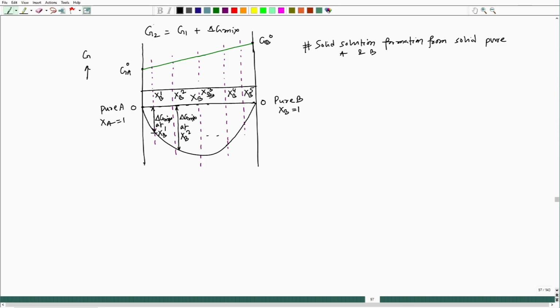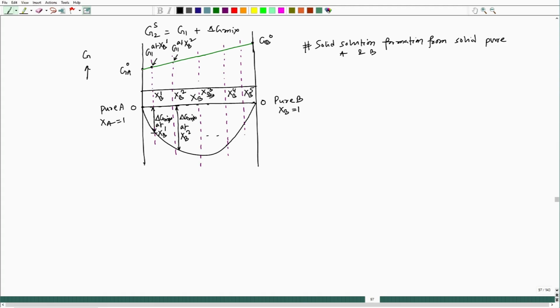Now, G2 is the solid solution, so I will put a small s indicating the free energy of the solution, since G2 is considered to be the solution free energy. That means the delta G mix quantity at a particular composition is to be added to this value, because this is G1 at XB1, and this is G1 at XB2. Like that it will follow up till XB5.